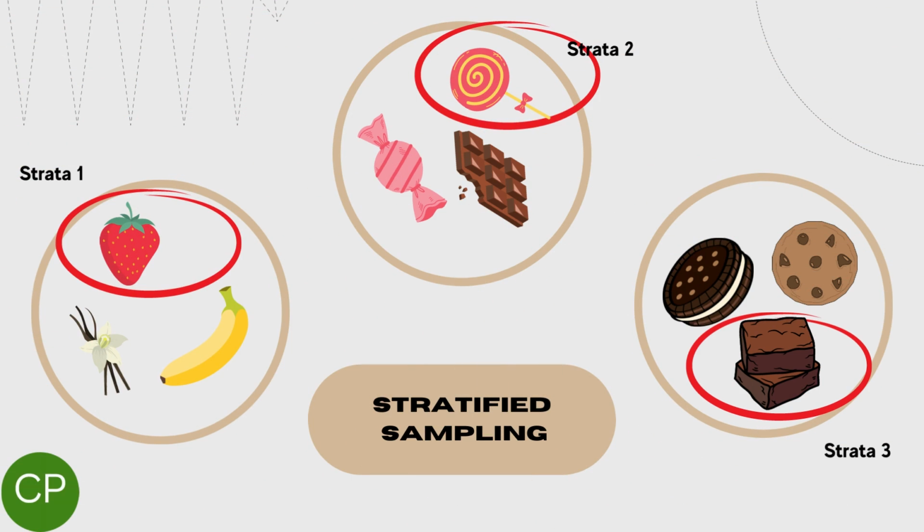Stratified sampling is like having 9 flavors of ice cream to choose from, but you only need 3 for your party. So instead of having one big group of 9 flavors, you separate the big group into 3 smaller groups and then choose one flavor of ice cream from each of the smaller groups.